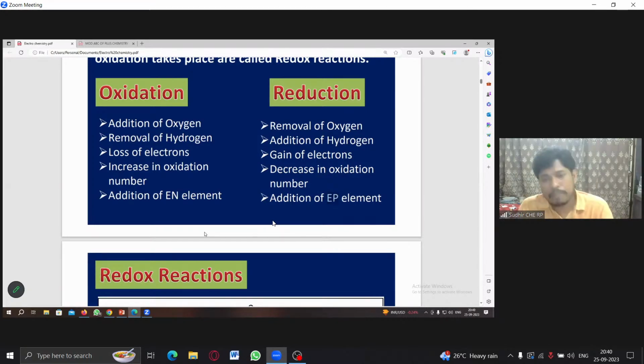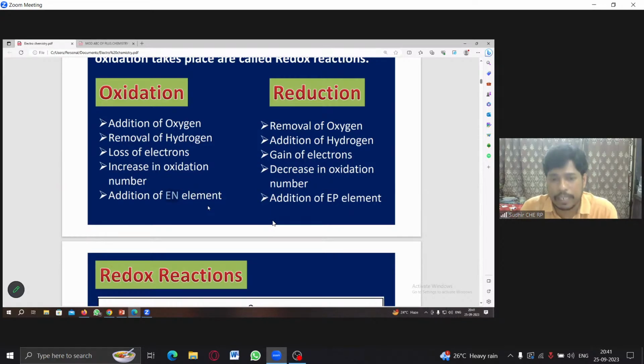I will take examples and you also have to practice right now. Generally, electronegative elements means you can take fluorine, chlorine, oxygen, nitrogen, these types of elements. Non-metals are generally considered as electronegative elements. Why do we call them electronegative elements? Because they always gain electrons and are converted into negative ions.